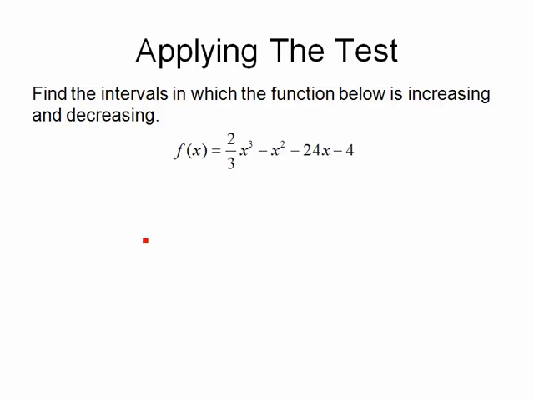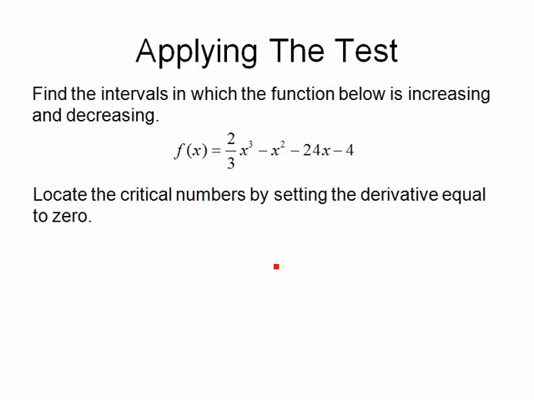In this example, we want to find the intervals in which the function below is increasing and decreasing. And this function is f of x equals 2/3 x cubed minus x squared minus 24x minus 4. Let's follow those steps that we just outlined. So we'll start by locating the critical numbers by setting the derivative equal to 0.